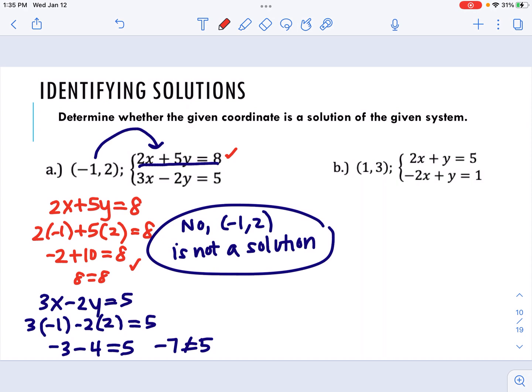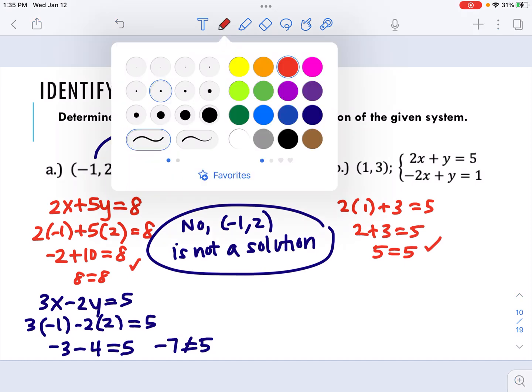All right, so I'm going to take 1, 3, and plug it into my original equation. Let's try to keep this consistent. I'm going to do the first one in red. I'm going to replace x with 1 and y with 3 in that first equation. We got 2 plus 3. Does that equal 5? Yep, 5 equals 5. So we know it exists on that first line. Off to a good start.